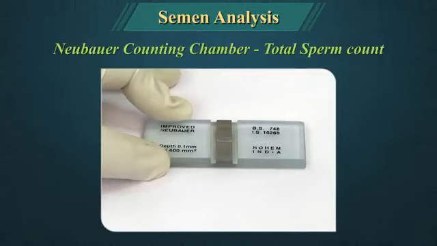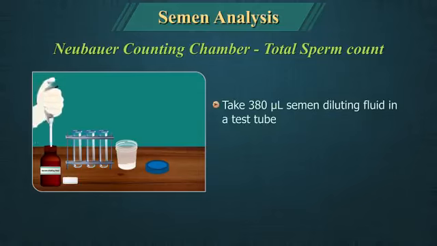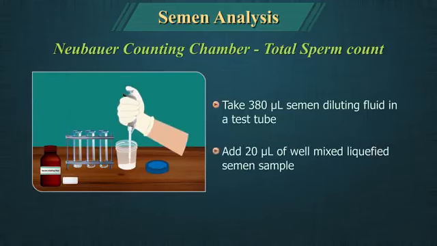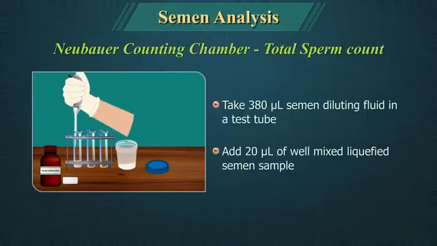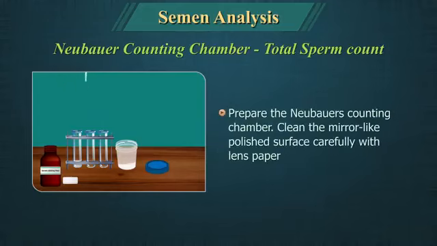Total sperm count using Neubauer's counting chamber. Take 380 microliters of semen diluting fluid in a test tube. Add 20 microliters of well-mixed liquefied semen sample to it. Prepare the Neubauer's counting chamber.